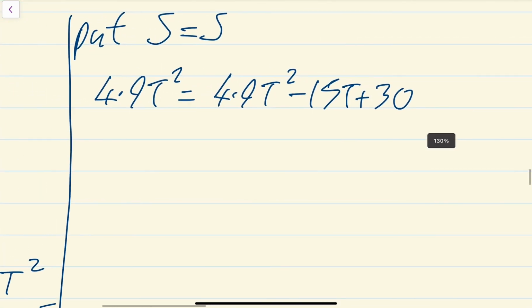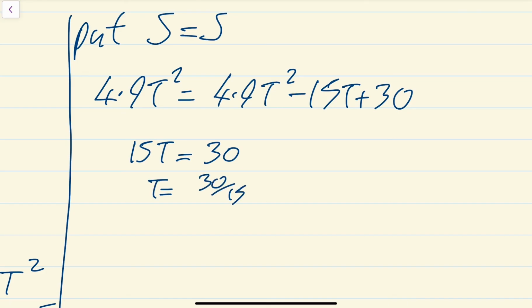Okay, oh here, that's nice. Look at this. This was going to work out really nicely. If we bring all the t's to the left-hand side, you'll have 4.9 t squared minus 4.9 t squared. They'll cancel. And you just have 15t is equal to 30. And then t was equal to 30 divided by 15. Very good. So t works out to be 2 seconds. And that's it done.